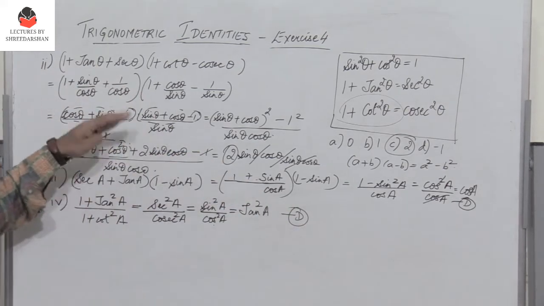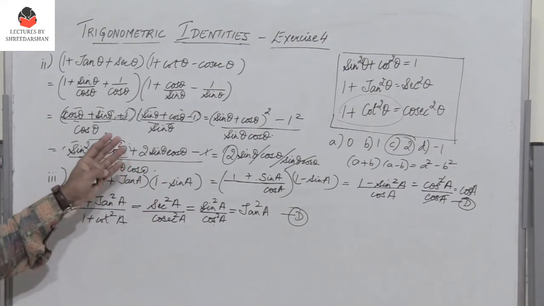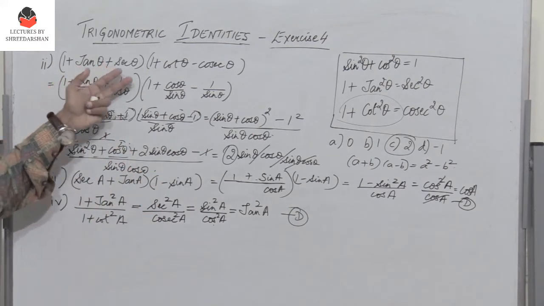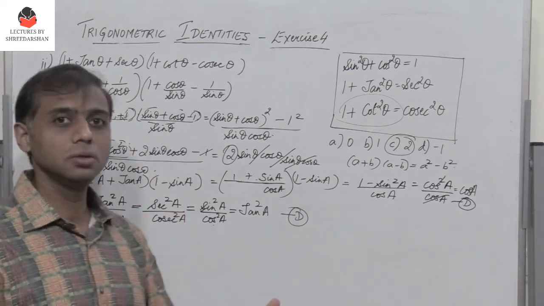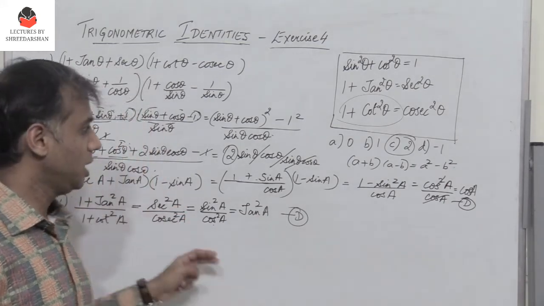Okay? So we observe that all the problems are very simple. The best way is to convert tan or secant or most of them into the form of sine or cos, and we'll be able to solve them.